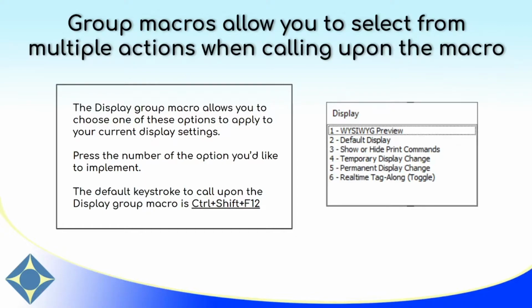Options 4 and 5 both allow you to make changes to the whole of your display settings. However, option number 4 will make those changes temporarily, and option number 5 will make them permanently. Option number 6 will toggle the real-time tag along or the follow always option in the real-time tab of your user settings. Next, I'm going to show you how all of these options work.